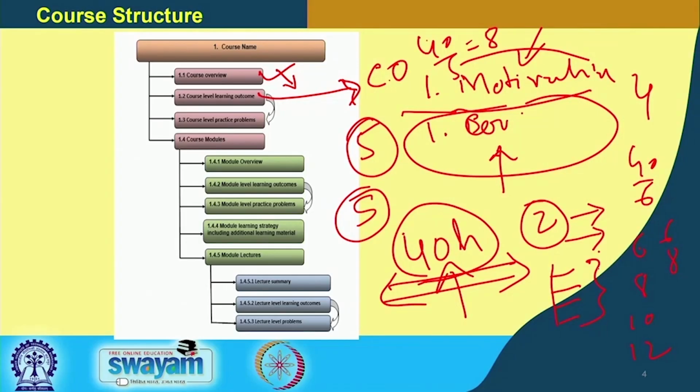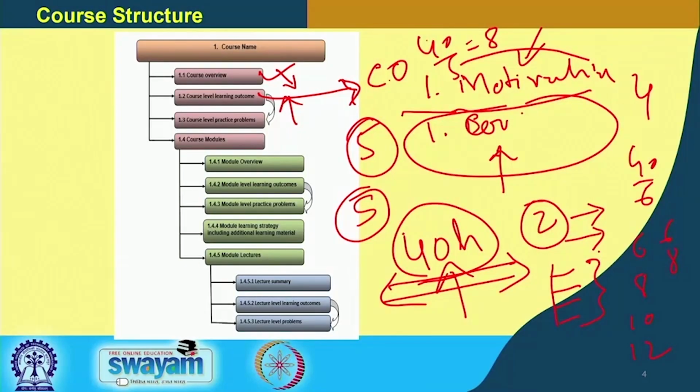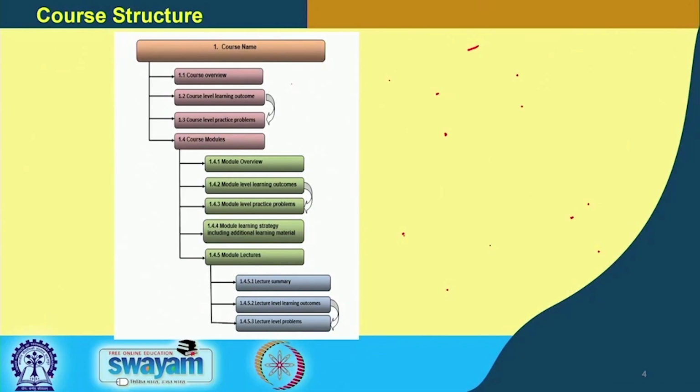But the outcome which can develop by a single lecture or two lectures cannot be a course outcome. That means those are not major outcomes. I am not saying those are not required. They are required, but they are not eligible as a course outcome. Is that clear? Now, the cognitive level of the course outcome.